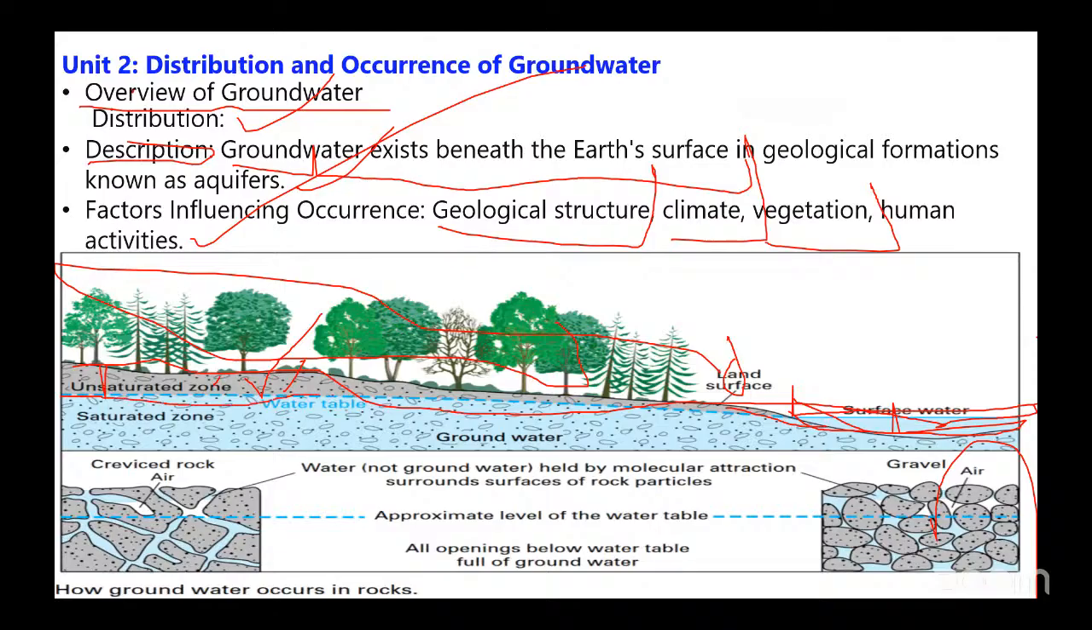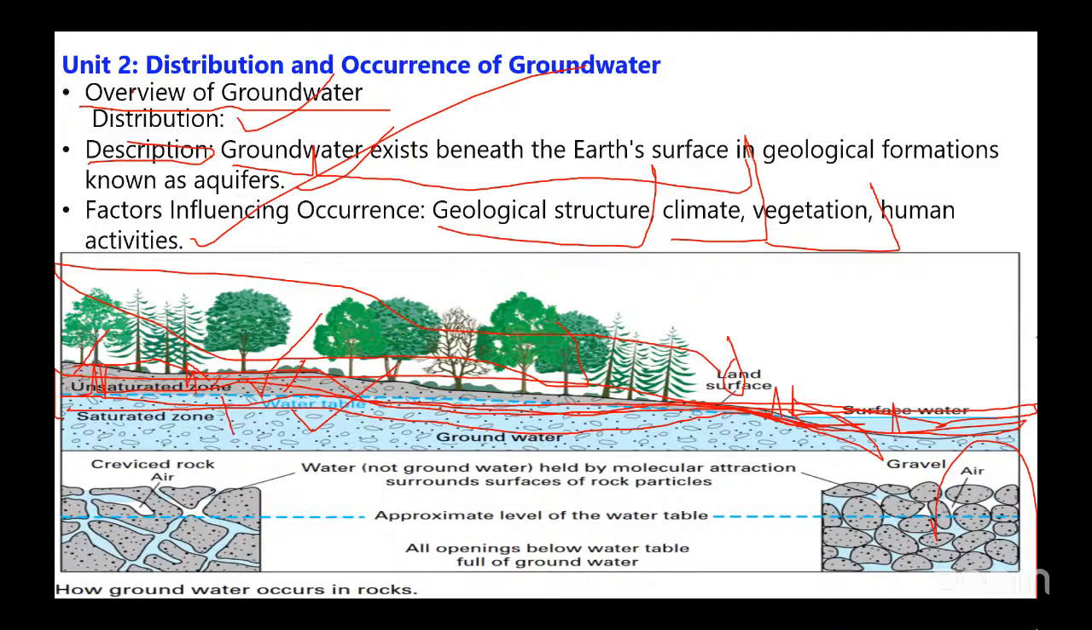After this water table, in the same aquifer, the empty space is called the unsaturated zone, and below the water table is called the saturated zone. The water present in the saturated zone is called groundwater, and the surface of the saturated zone is called the water table. The upper part of the water table is the unsaturated zone and the lower part is the saturated zone.